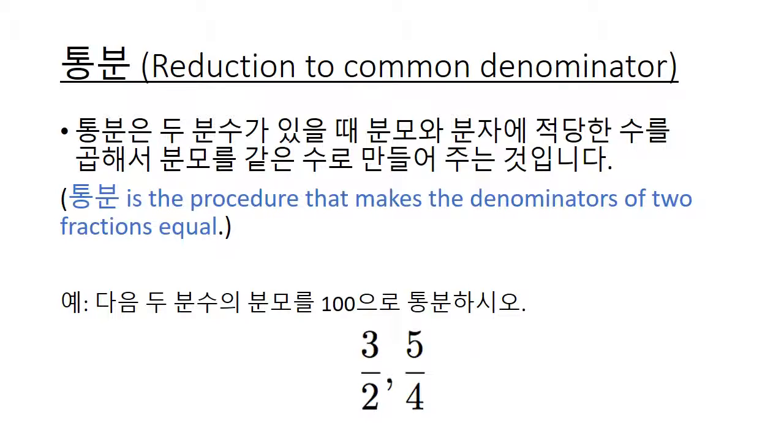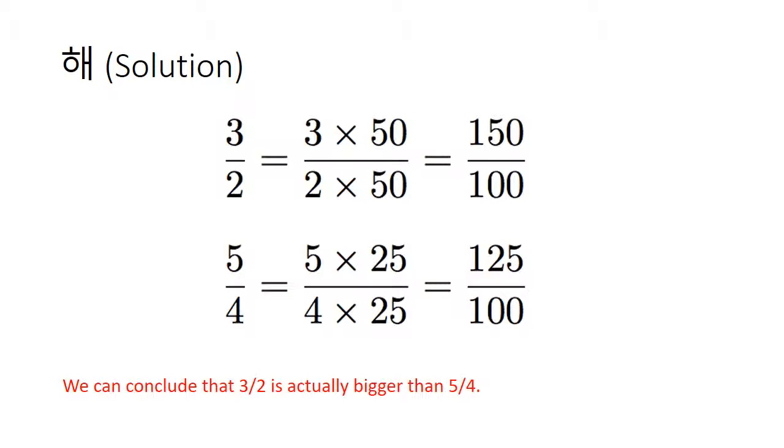다음 두 분수의 분모를 100으로 통분하시오. They're asking us to make the denominator of both of these fractions 100. Let's start with the fraction 3 over 2. First, we ask ourselves, what can we multiply by 2 to get 100?